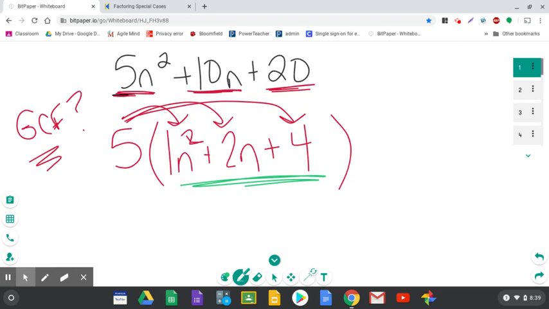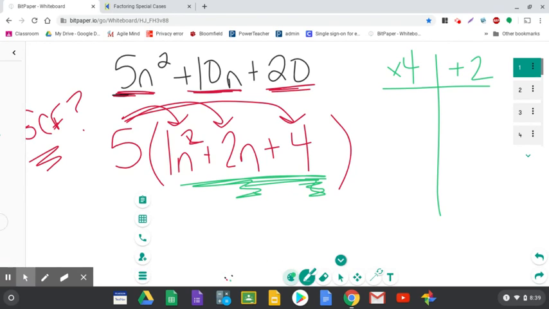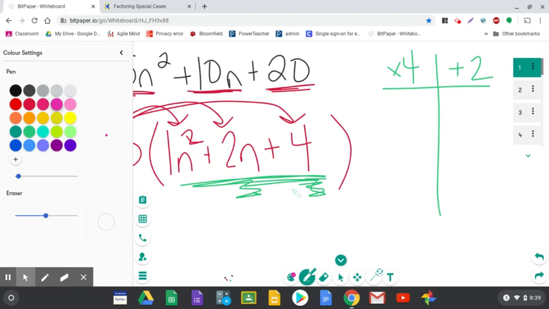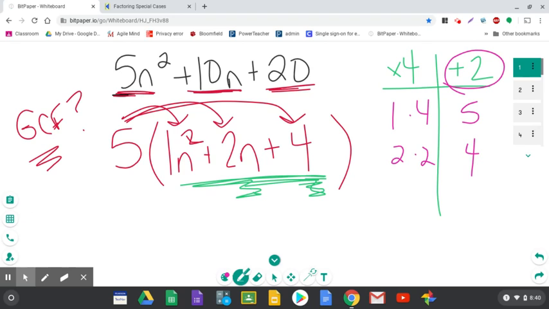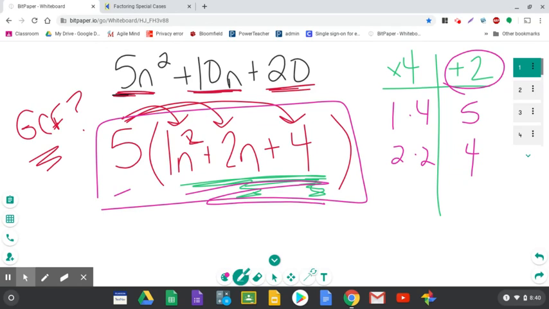So you should now be asking yourself, well, does anything multiply to 4 and add to 2? So if I make my little table, I want to multiply to 4, but add to 2. So what are all my factors of 4? Well, there's not that many. It's either 1 times 4 or 2 times 2, right? So if I add those together, 1 plus 4 is 5, and 2 plus 2 is 4. So nothing actually adds to give you a 2. So this is as far as you can go. So this would be your final answer. You took out the GCF 5, and then this is what's remaining inside.